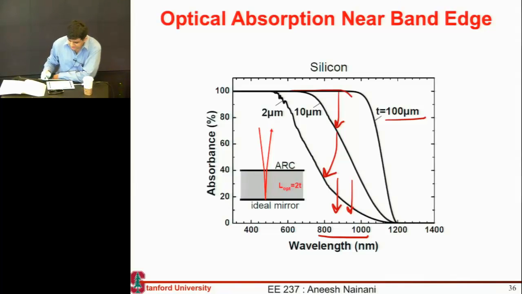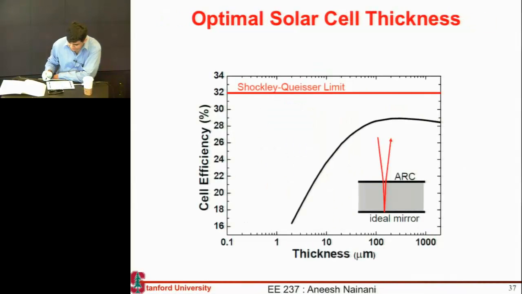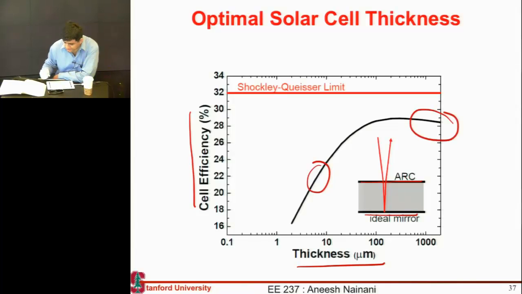So instead, if I put texturing on the cell, first of all, if you have a cell without any texturing, your cell efficiency behaves as a function of thickness like this. If you have a thin cell, you don't absorb a lot of the light, so you have a low efficiency. Also if you have a very thick cell, then even though you absorb a lot of the light, you're not able to collect those photons because a lot of them will recombine by the time you extract them out. So again, efficiency for a very thick cell also decreases. There's an optimum point somewhere in between at which you get maximum efficiency.